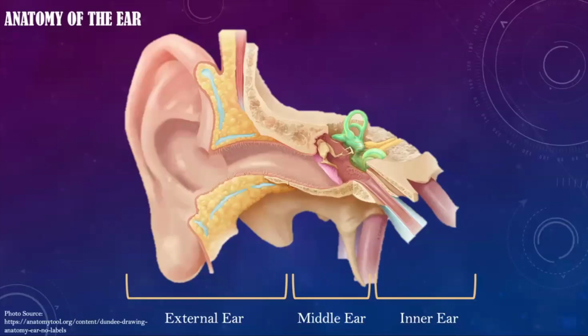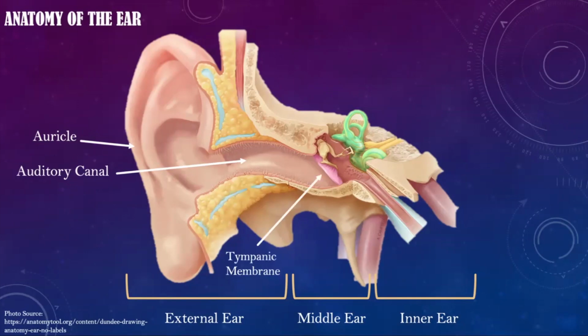I'm basically just going to name them in this section of the video, and then we'll dive deeper into each part of the ear and the different functions of these pieces. At the external ear, we have the auricle and the auditory canal. This leads to the tympanic membrane, which marks the divide between the external and middle ear. In the middle ear, we have the tympanic cavity, which is an air-filled space.